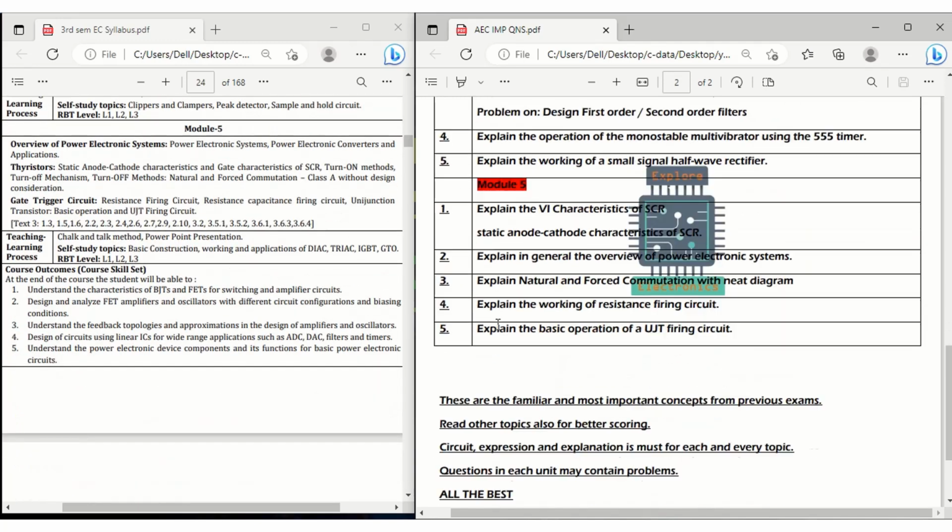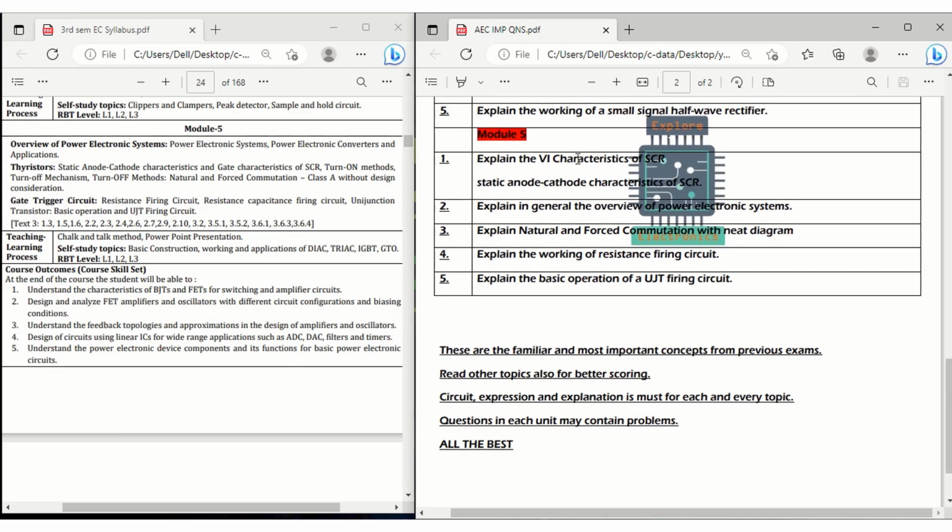Coming to module 5, you can see SCR, the VI characteristics of SCR, the static anode cathode characteristics of SCR is important. Explain the general overview of power electronic systems can be asked. Explain natural and forced commutation with any diagram. Explain the working of a resistance firing circuit. Explain the basic operation of a UJT firing circuit. So these are a few important questions I have listed out.